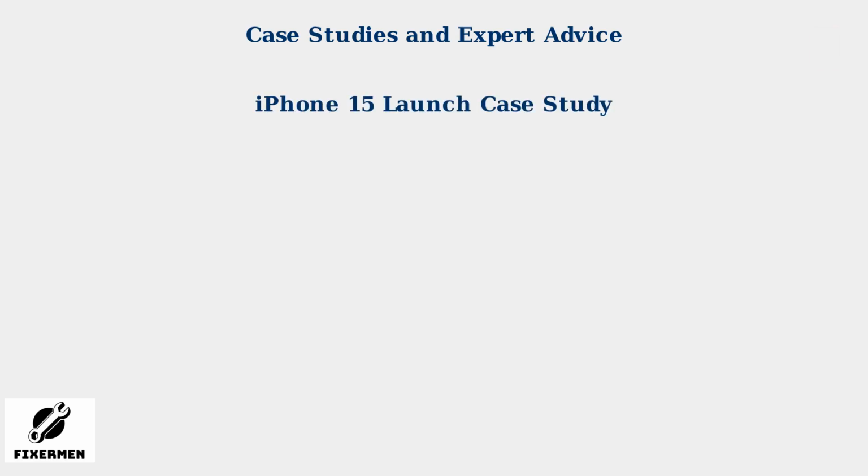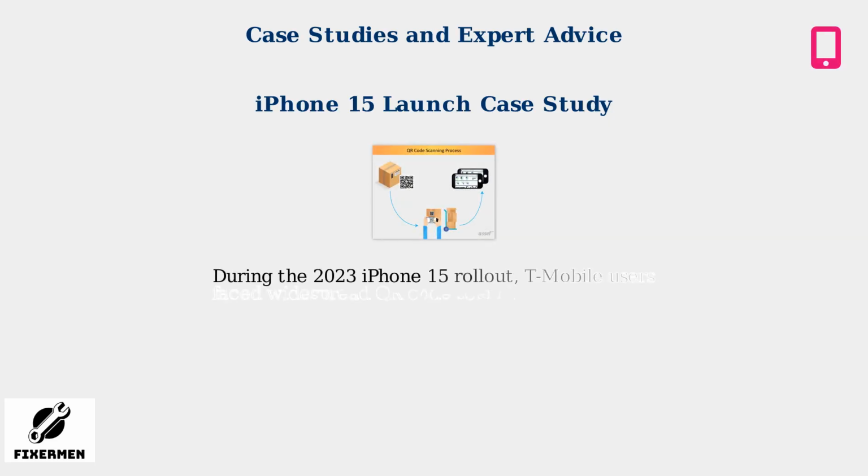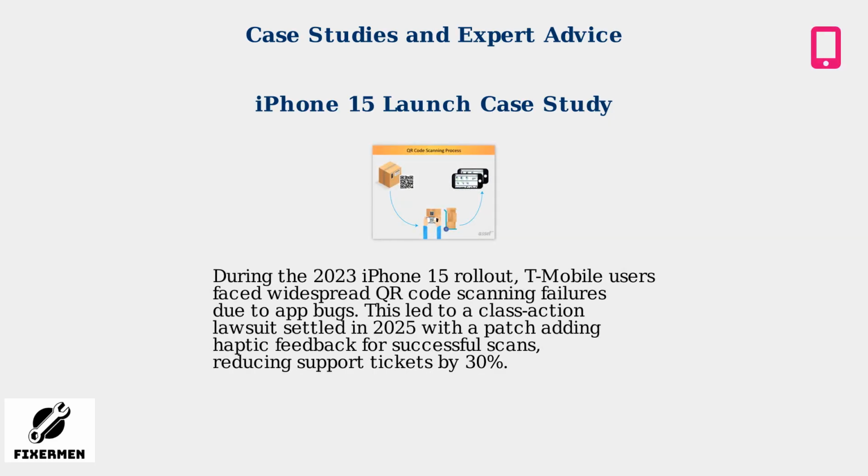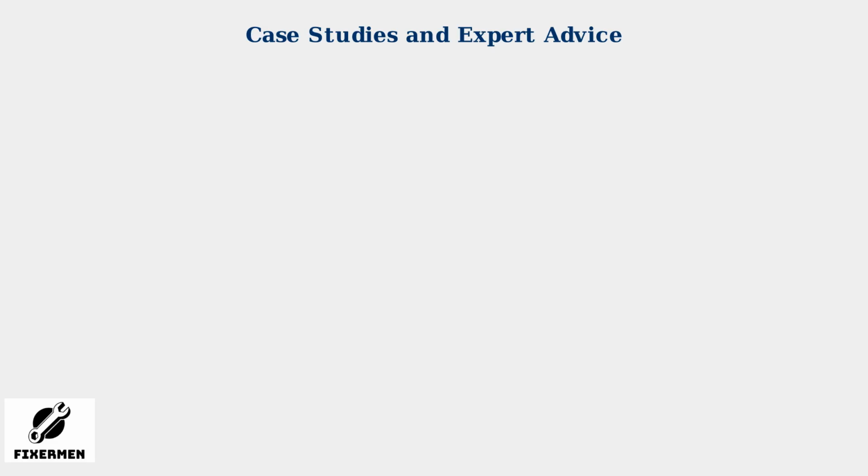A prominent case occurred during the iPhone 15 launch in 2023. T-Mobile users experienced widespread QR code scanning failures due to app bugs. This resulted in a class action lawsuit settled in 2025, where T-Mobile implemented a fix adding haptic feedback for successful scans. The change led to a 30% drop in support tickets, highlighting the importance of carrier app optimization.